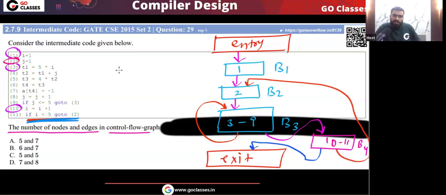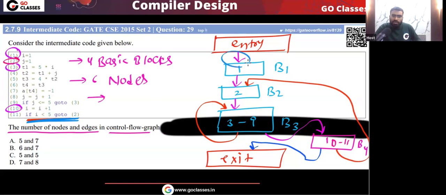Okay, so tell me the answer. How many nodes, how many edges? Remember, there are 4 basic blocks. If they ask you how many basic blocks there are, there are 4, but there are a total of 6 nodes because 2 special nodes are there. And how many edges are there? You can see 1 edge, 2, 3, 4, 5, 6, 7. So there are a total of 7 edges. So the answer will be 6 nodes, 7 edges. That will be option B.